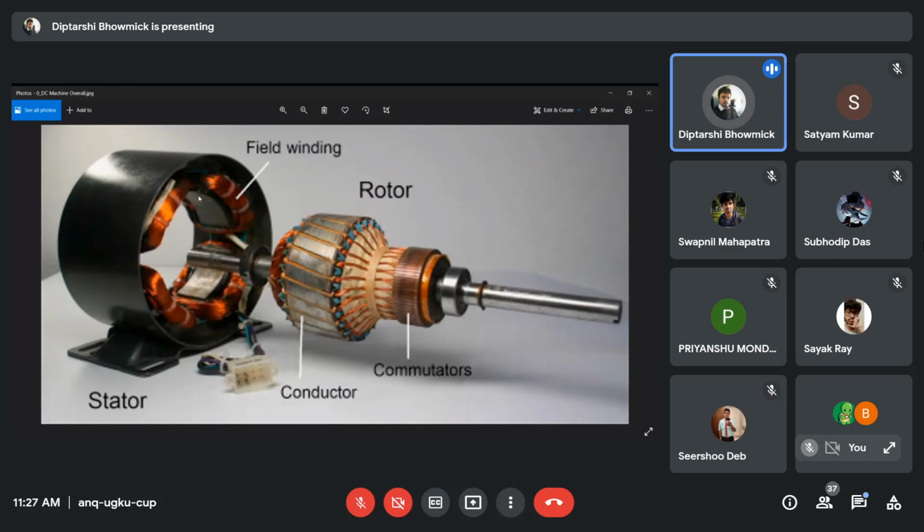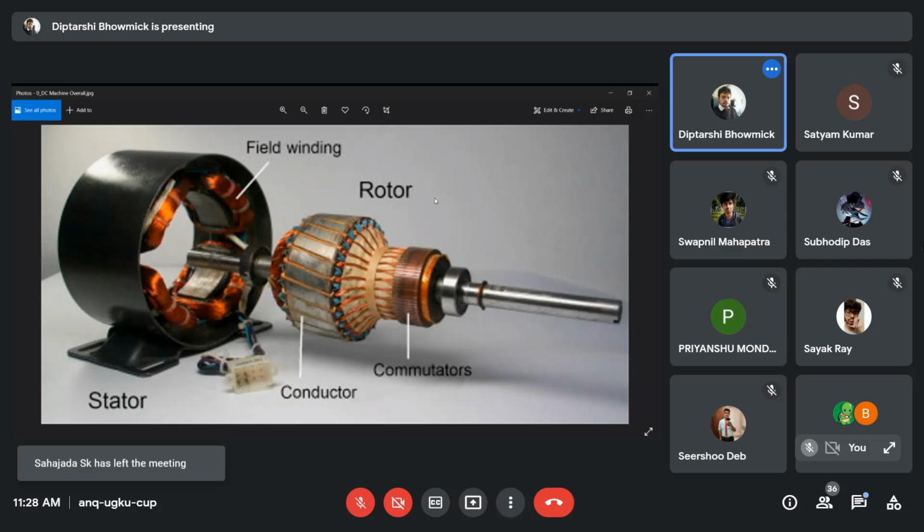Now we know that if we give supply to the field winding, then a magnetic field will be produced in the field winding. Some north pole and south pole will be produced, and the magnetic field will be there. Now, if we insert the rotor conductor into the magnetic field, then the conductor will be there inside the magnetic field. Clear?